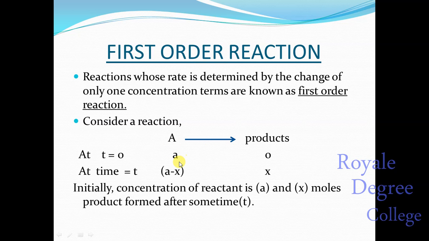At the time 0, initial time, the concentration of A is small a and the concentration of the product is 0. But at the time t, the concentration of the product is x and the concentration of the reactant A is a minus x. Initially the concentration of the reactant is a and x moles of product formed after the time t.